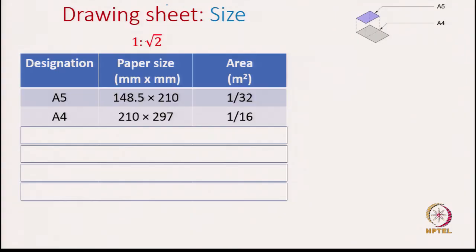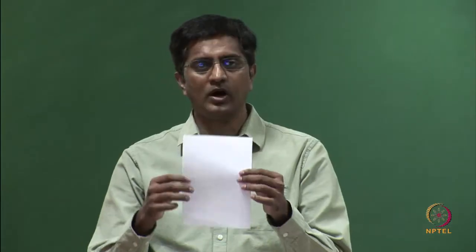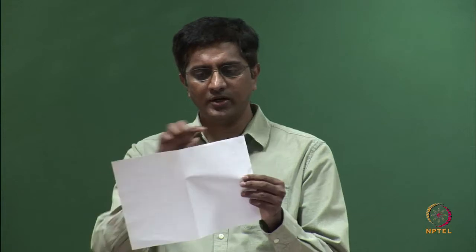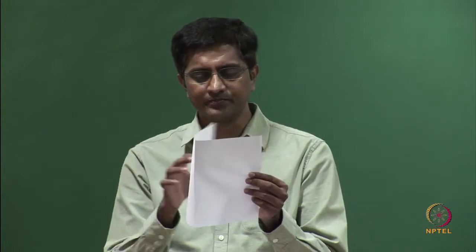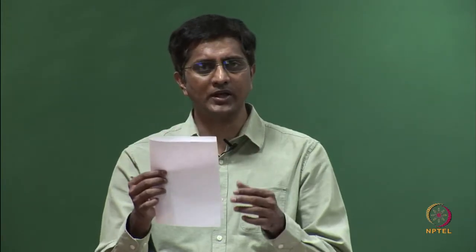The first thing is, if you want to go to a smaller sheet than A4, then what we have is A5. Essentially we are folding this A4 sheet into half the area. As you can see I have folded it about the length. So, the length will be half, but the width will now become the length in A5, and therefore the area is 1/32, which is half of A4.